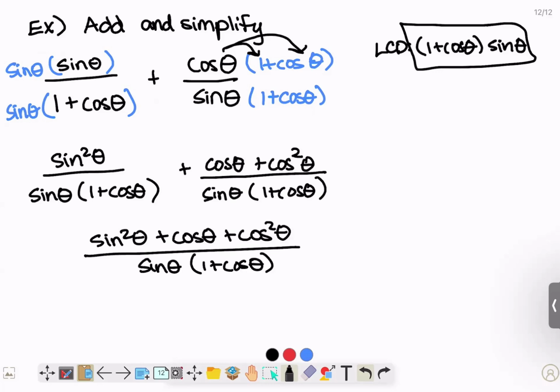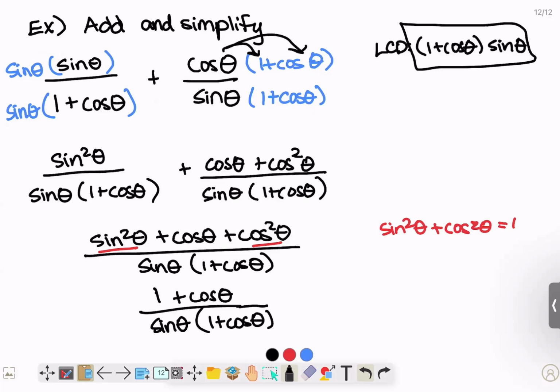Now we're going to see if we can simplify anything in the numerator. We can't add any of these together. They're not like terms, but I do see an identity in there because I see a sine squared plus a cosine squared, and we know that's equal to 1, right? So we're going to use the Pythagorean identity here. So this plus this equals 1. So what we really have up there is 1 plus cosine theta.